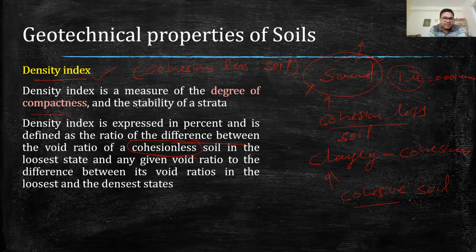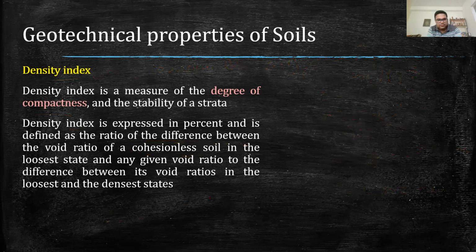Now coming to the density index. Density index is basically a ratio. If we express the density index with D, it is basically the ratio of the difference between the void ratio at any particular state and the void ratio of the soil at its loosest state, when it will be very loose, which means at that stage it will have maximum voids. So without compaction, if our soil is loose, then it will be called the loosest state.